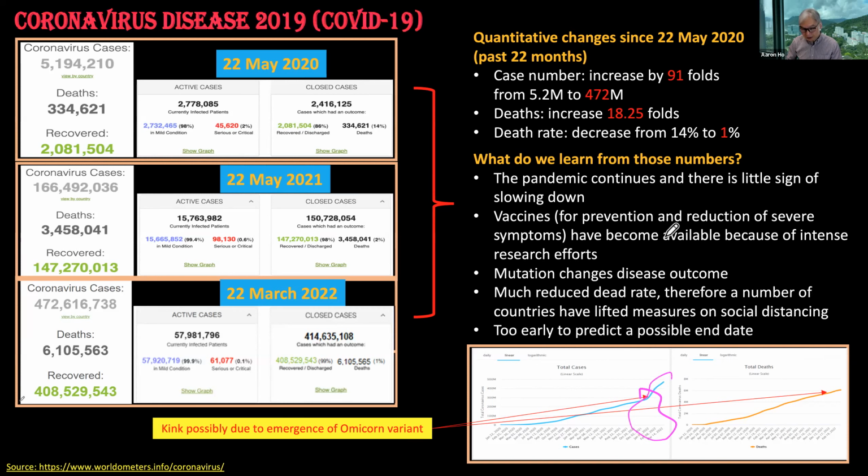But the number of deaths dropped very sharply because of vaccines and because of mutation of the virus. But we are still not in a position to predict what it's going to be like, whether an end date is going to be near or not. So that's basically what has happened.